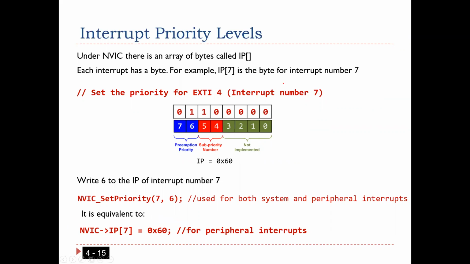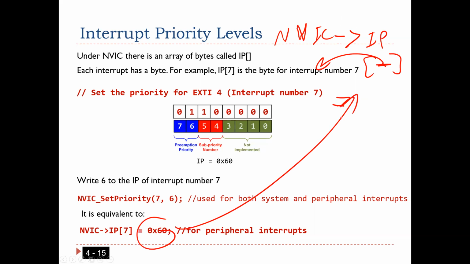If you want to set the priority for any source, you can do one of two things. Number one, I can say NVIC, and then here you see IP, and then you have to put the interrupt number. Now you can say equal to whatever value. This way, you can write a certain value to the interrupt priority.